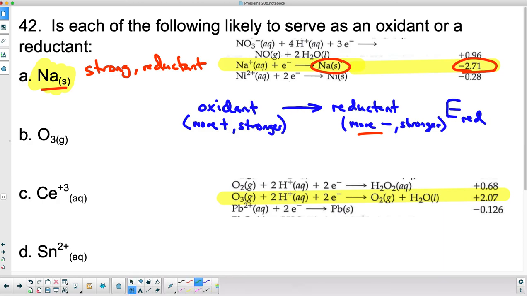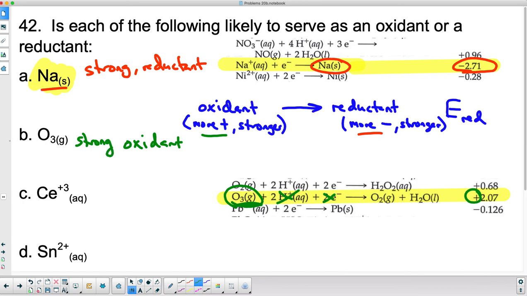Okay, take a look at the next one. The next one is oxygen. Notice it's not oxygen, it's ozone. So ozone is O3, and in this case, O3 is on the left-hand side. We don't have to worry about the rest of this stuff. That doesn't make a difference. The fact that we see O3 on the left-hand side means that this is an oxidant, and because it's positive, like I said before, the more positive it is, the stronger it is, so this would be considered a strong oxidant.